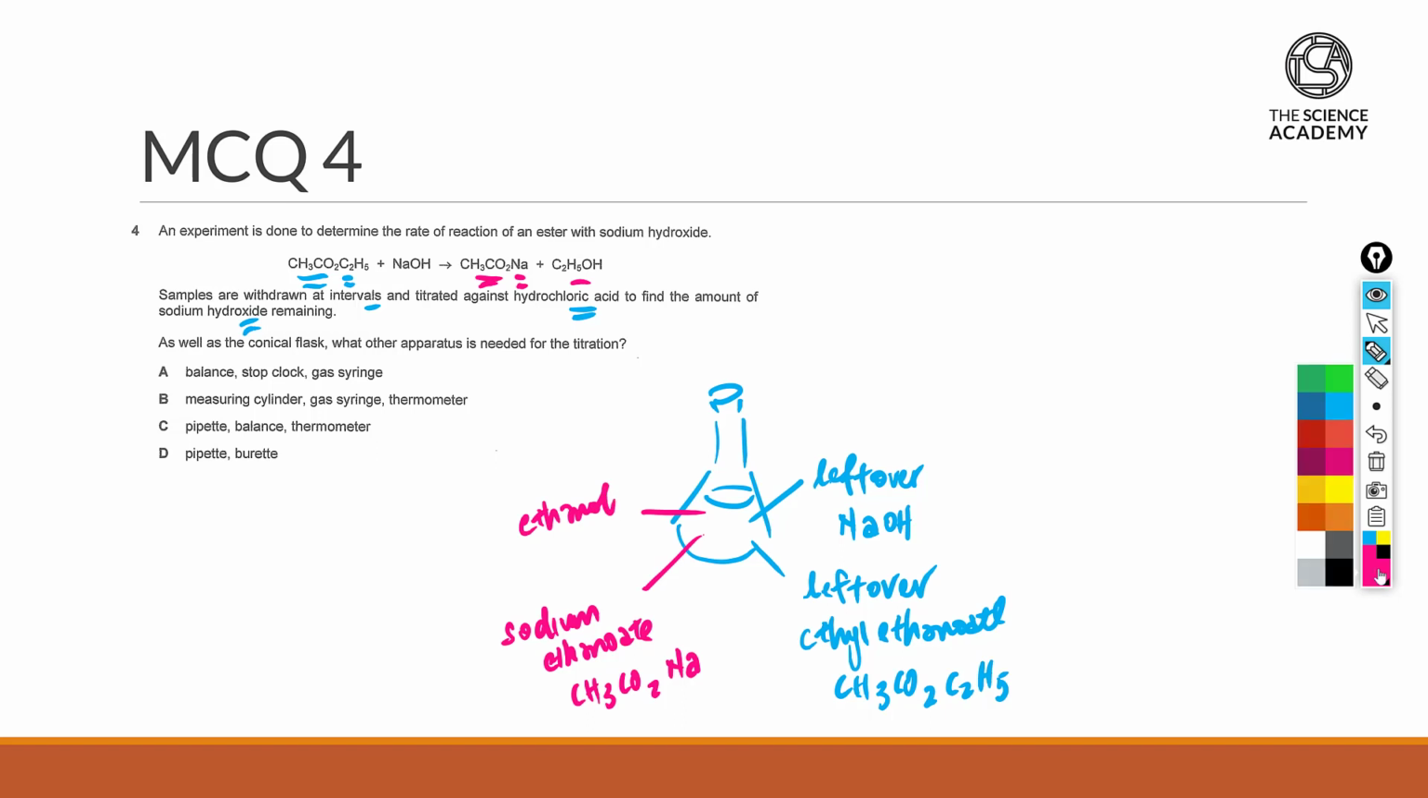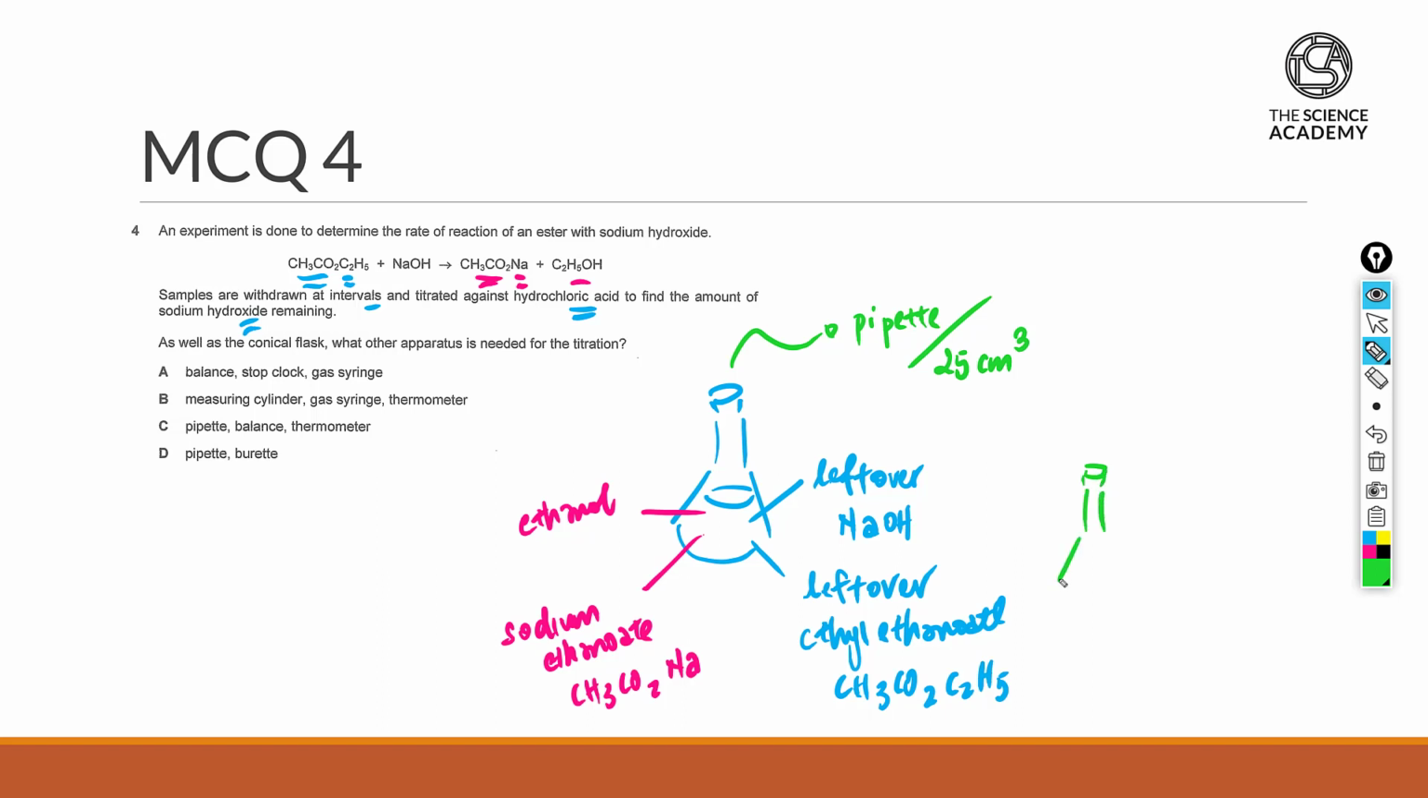Now in order to take out a fixed amount of the product at every interval, it's necessary for us to employ the usage of a pipette, which can accurately dispense 25 cm³ into another conical flask. So this conical flask will always have 25 cm³ from each interval that's being removed, and we are actually interested in looking out for the leftover sodium hydroxide.